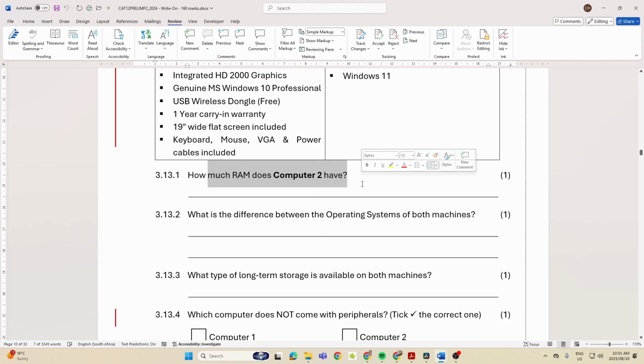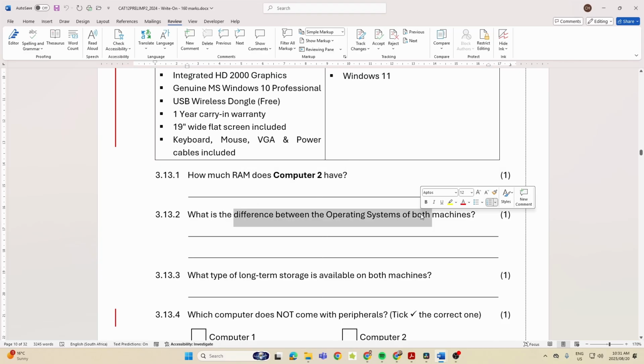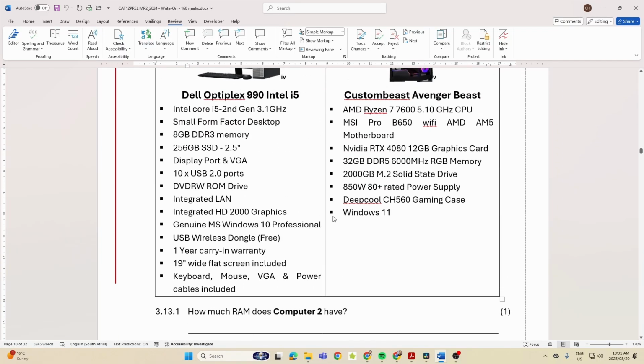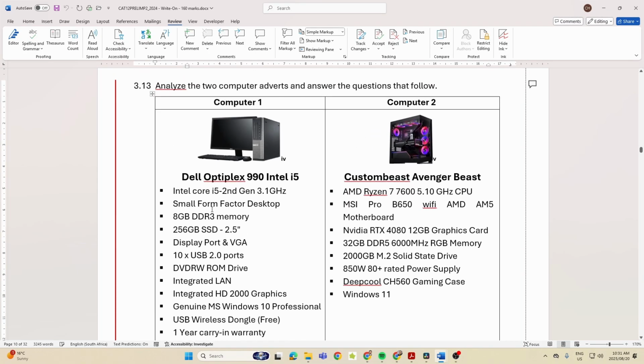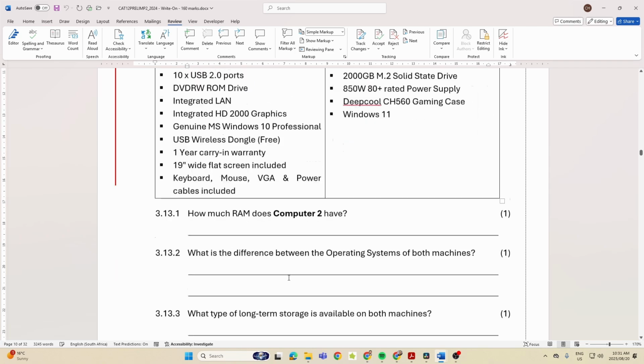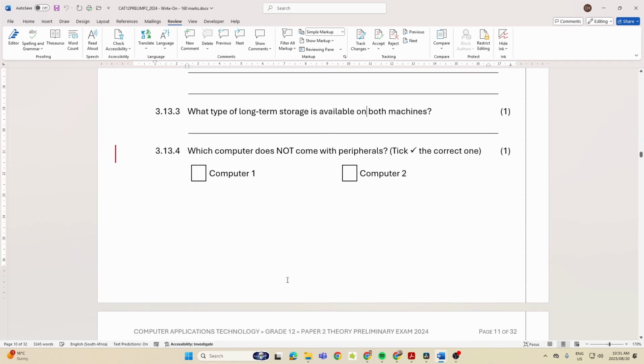So how much RAM does the one have? What's the difference between the operating systems? What type of long-term storage is available on both machines? So please familiarize yourself with this. Go and look at computer ads. Go and see what's out there. And really just get to grips with this. Understand what is being indicated there.